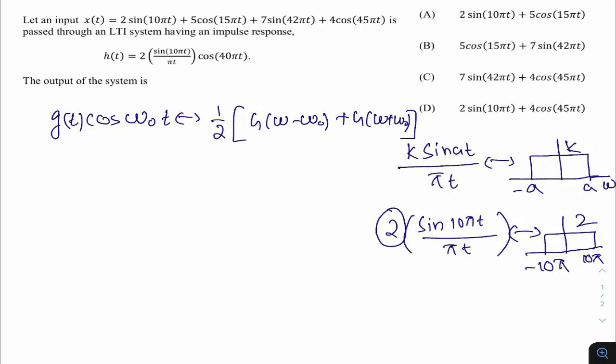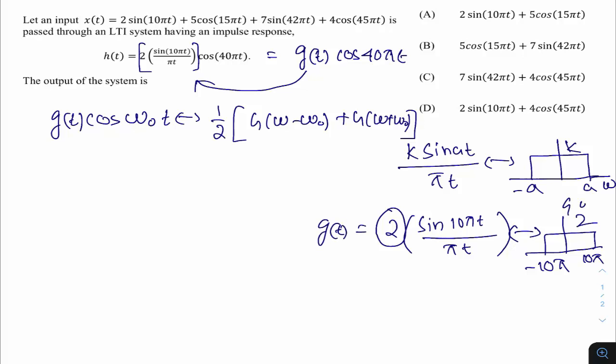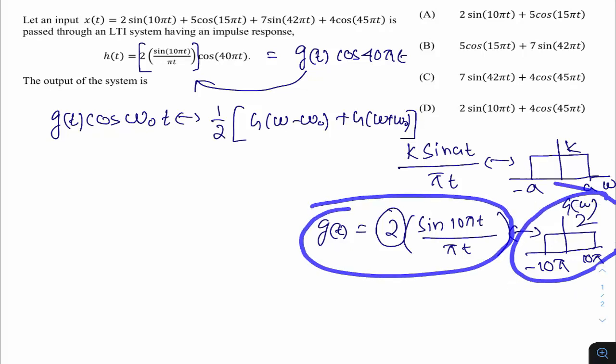Now, in this particular question, h of t is given as this one. Let's say this is equal to g of t into cos of 40 pi t. So what is g of t? This bracket term, that is 2 into sine 10 pi t by pi t. This is what I mean by g of t in this case. So this is your g of t and this is your g of omega. I already know what g of omega is. So this is my g of t and this is its Fourier transform g of omega.